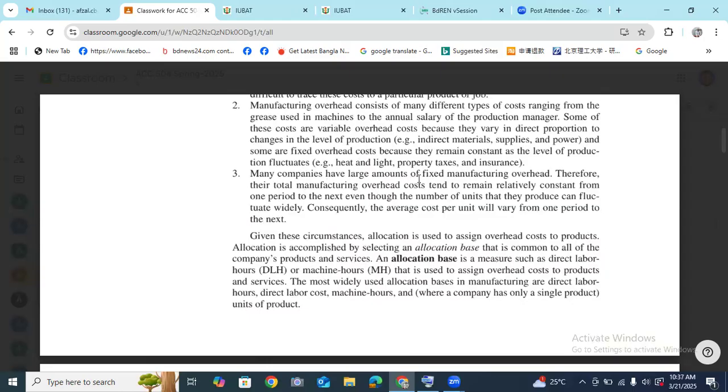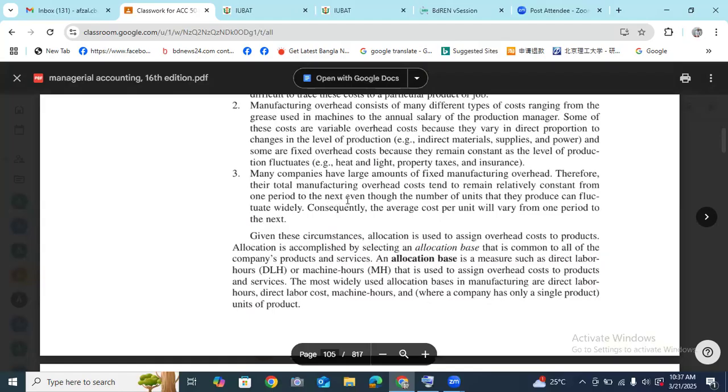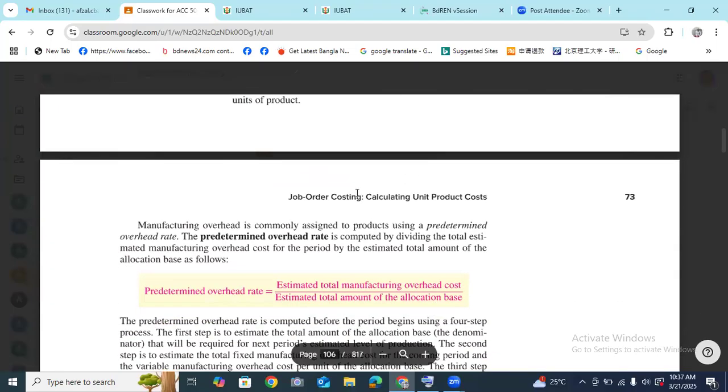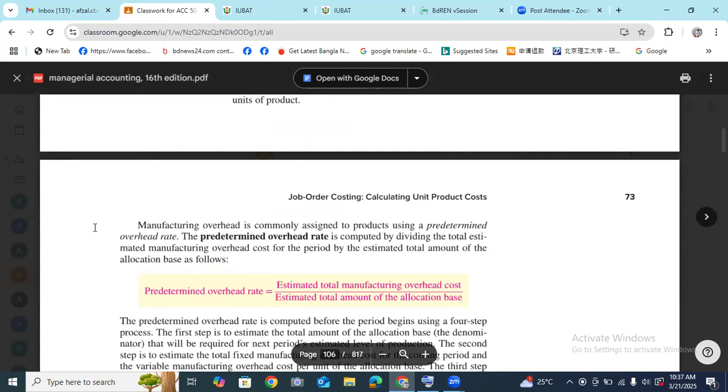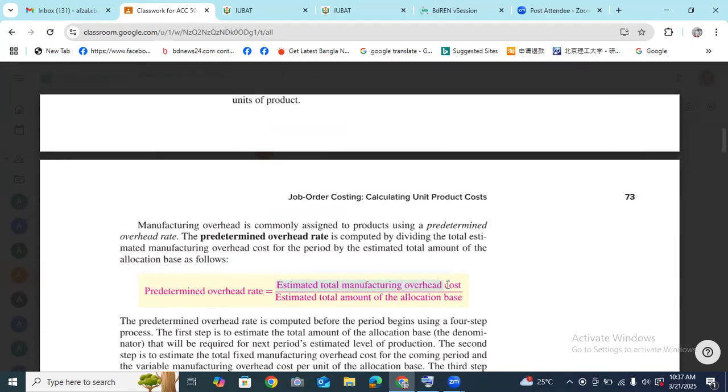Many companies have a large amount of fixed manufacturing overhead, therefore their total manufacturing overhead costs tend to remain relatively constant. Now, how do we compute the predetermined overhead rate? The formula is: predetermined overhead rate equals estimated total manufacturing overhead cost, for one period, say 1 month, 6 months, 1 quarter or 1 year. You have to estimate, not actual. This is the estimated, planned total manufacturing overhead cost divided by the estimated total amount of allocation base.